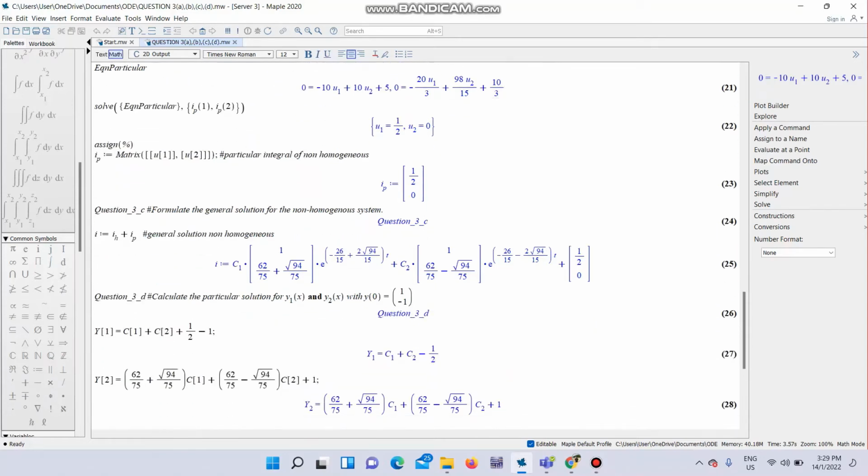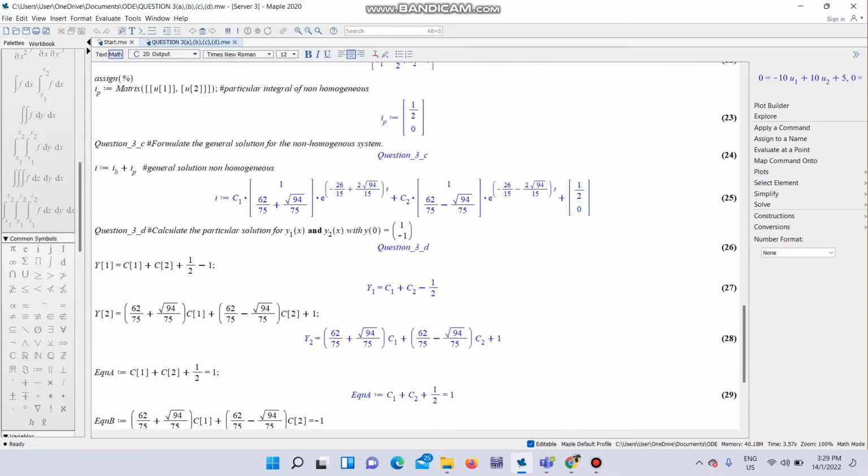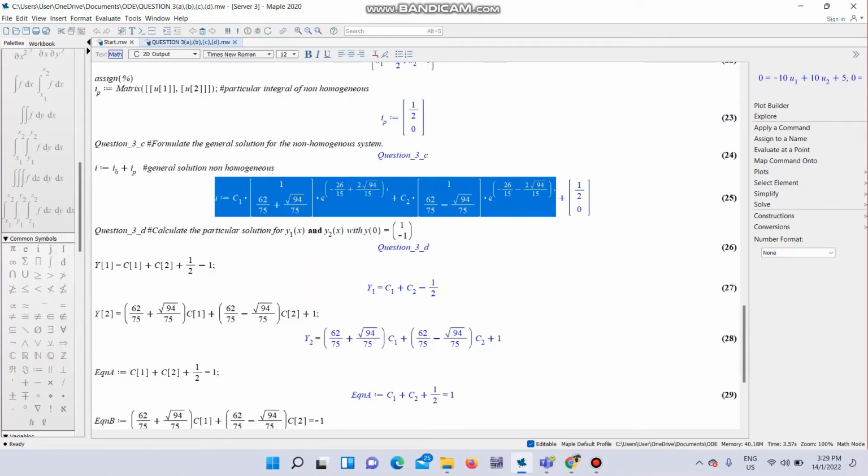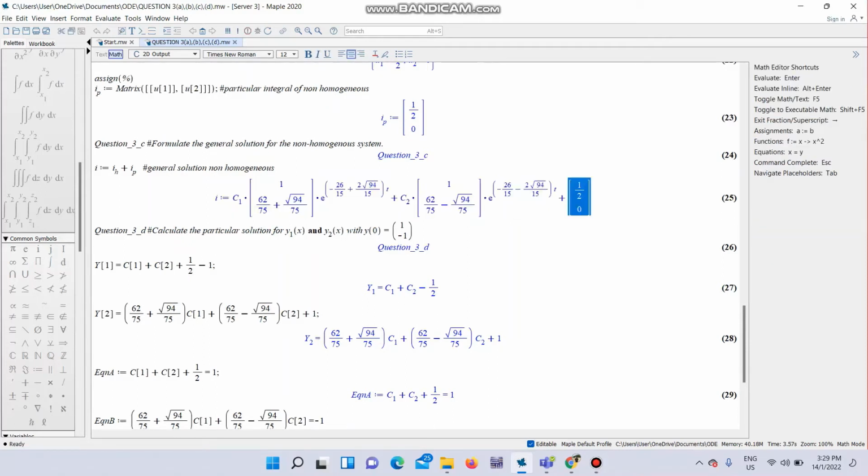For question 3C, formulate the general solution for the non-homogeneous system, which is I equal to IH plus IP. This part is to determine the general solution of the non-homogeneous system. So this is the answer that we get, also the correct answer between the manual calculation and the simulation part.